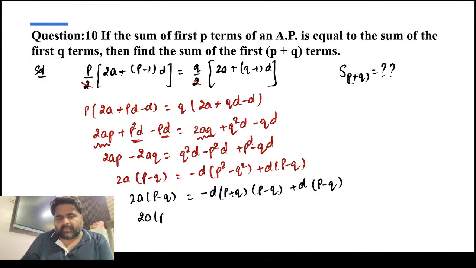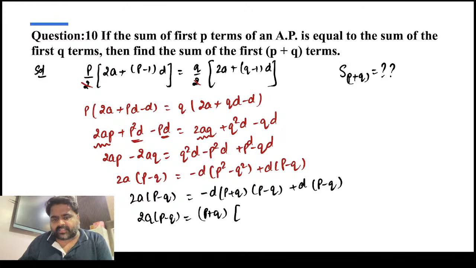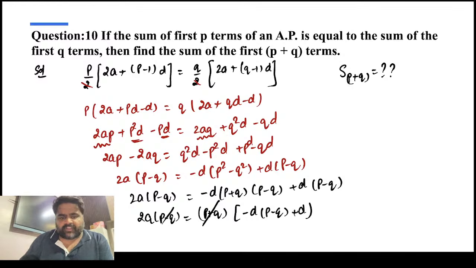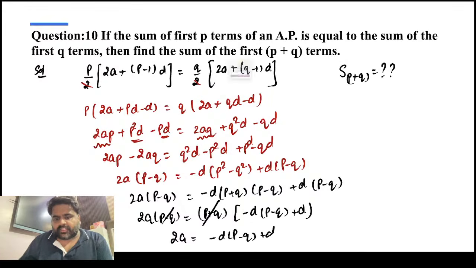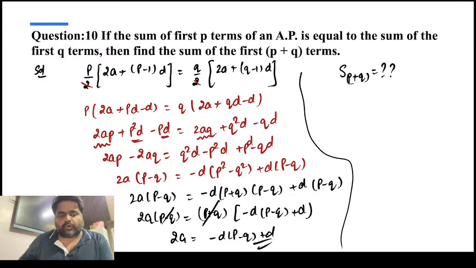2a(p minus q). By taking p plus q as common, the result you will get is minus d(p minus q plus d). This is the value of 2a we got, that is minus d(p minus q plus d). Now hold it. What we want to calculate is the sum of p plus q terms.